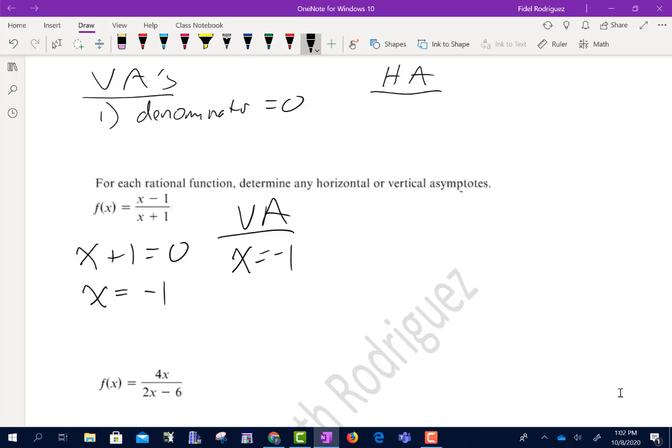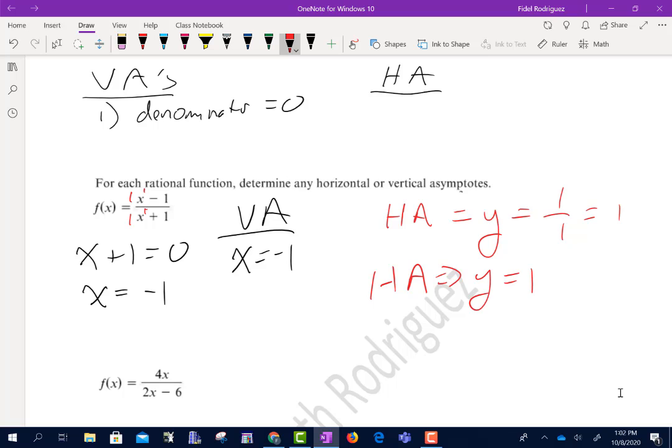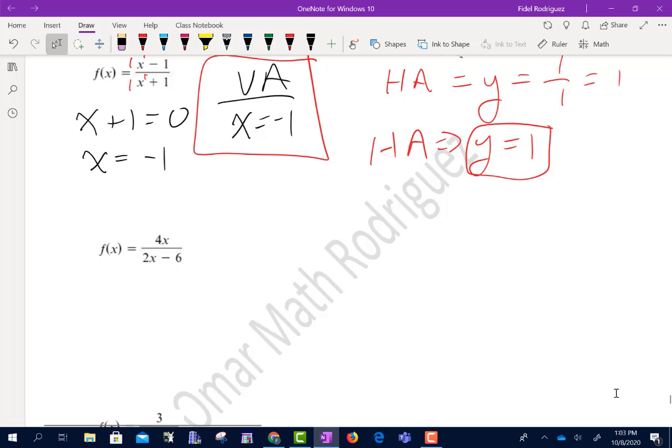Then the horizontal asymptote. We're going to look at the degree of the top, which is 1, and the degree of the bottom, which is also 1. They're the same. So the horizontal asymptote, when they're the same, is y equals the fraction of those leading coefficients: 1 over 1, which is the same thing as 1. So my horizontal asymptote is the line y equals 1, and my vertical asymptote is the line x equals negative 1.